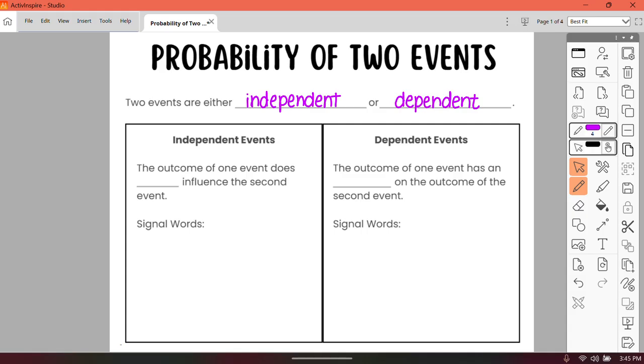All right, if I have two events that are happening, they can either depend on each other or they can be completely independent of each other. If they are independent, that means the outcome of one event does not influence the second. Versus if they are dependent, the outcome of one event does have an impact on the second event.